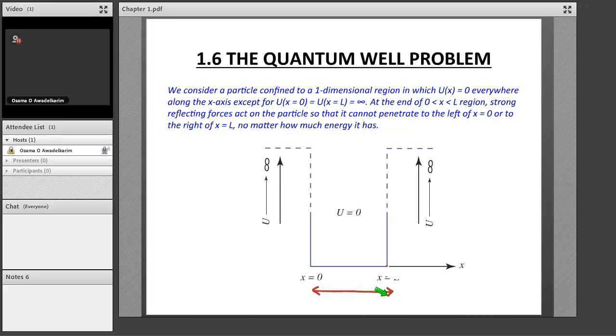Now, L is very small. Normally in quantum mechanics, we're talking about very small lengths and very small distances, maybe nanometers, 10 to the minus 9 of a meter. Inside this region, the potential is zero. No potential, no forces acting on any electrons or particles here. Outside this region, the potential is infinity. Very, very large potential, meaning there are huge forces acting outside this width, and these forces are so large that the particle cannot leave the box.